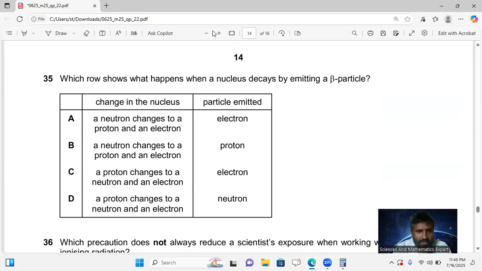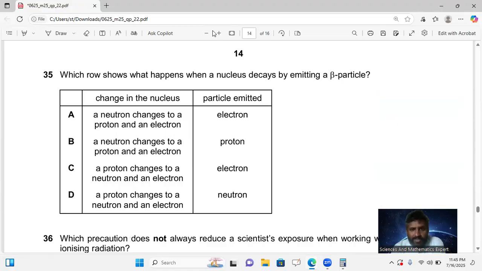Let's go to question number 35. Which row shows what happens when a nucleus decays by emitting an alpha particle? A neutron changes to a proton? No, in beta decay a neutron changes to a proton and an electron. So a neutron will change to a proton and an electron. Overall, the new atom produced will not be affected by its charge, the particle emitted is beta, and the atomic number is increased.